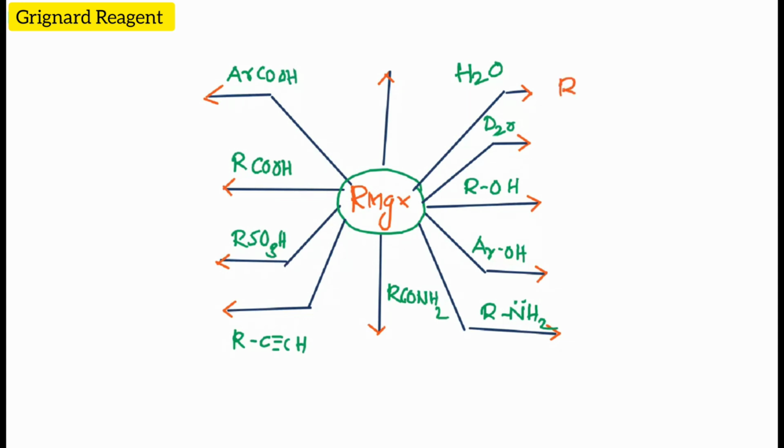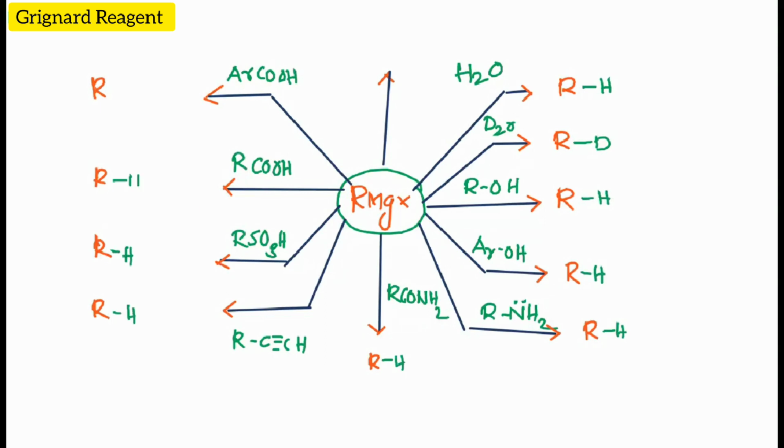This is R, which is from your reagent. That reagent is going to take the hydrogen from your reactant. So here it converts to RH, here it will become RD, and here RH, RH, RH, and RH. That means when the Grignard reagent acts as a base, it will be converted into the hydrocarbon.